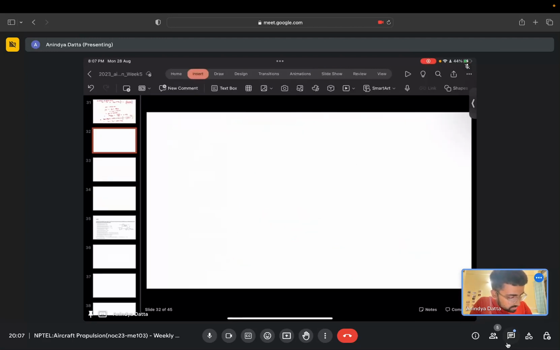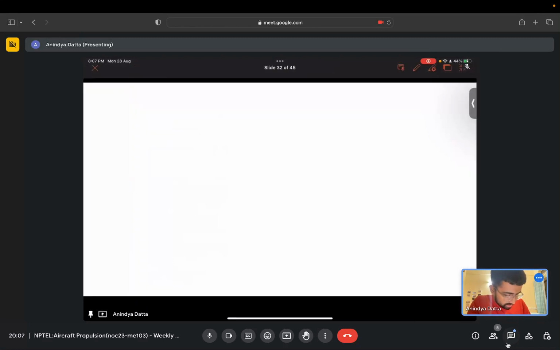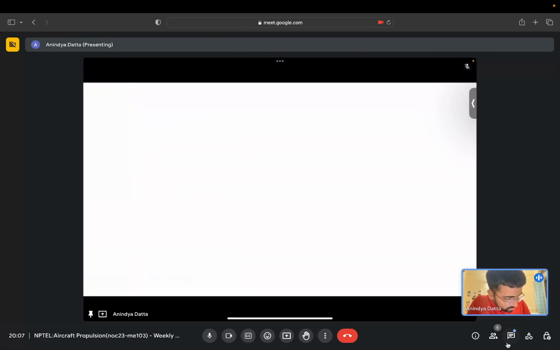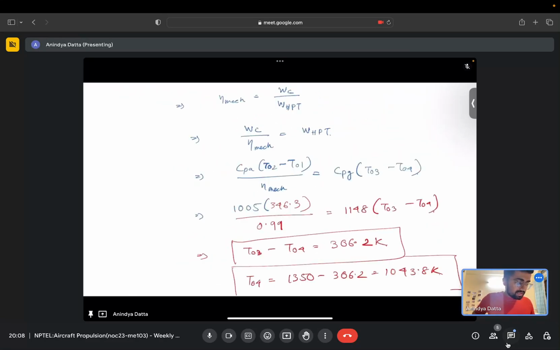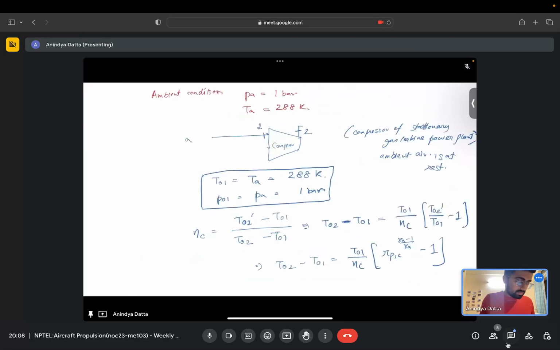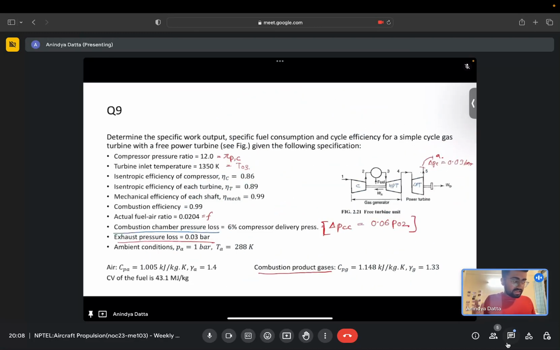This is a long problem where many concepts are involved. So T05 is equal to T04 minus 243.7. T04 was 1043.8 minus 243.7, so we get T05 as 800.1 Kelvin. Now we know everything, all the state points. Now we can find whatever is asked for in the question. So we know 1, 2, 3, 4, 5, all the state points, temperature and pressure.